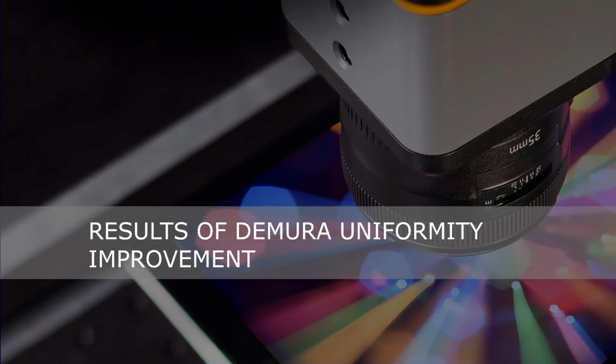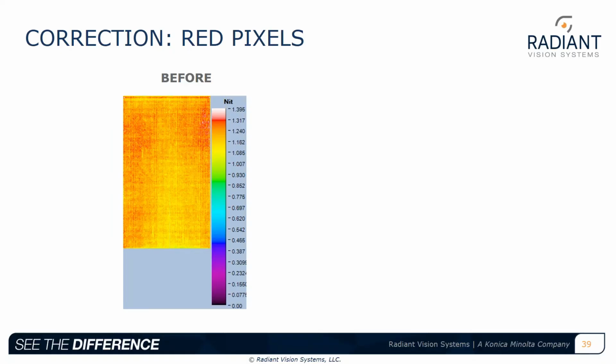Let's talk about the results of Demura uniformity improvement. In this example, we see that the red pixels in the display on the left, and this is a synthetic image, show some horizontal and vertical banding and some low Mura towards the top of the display. That's symmetric on the left and the right side.